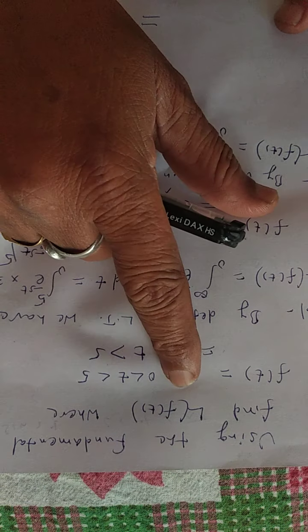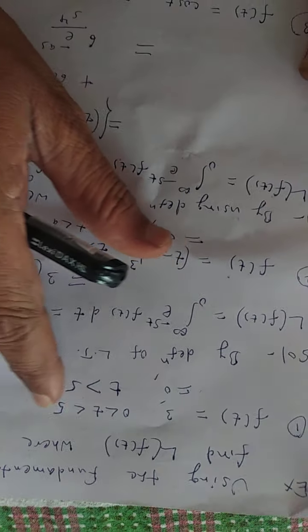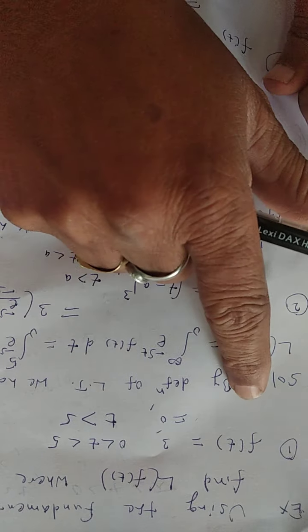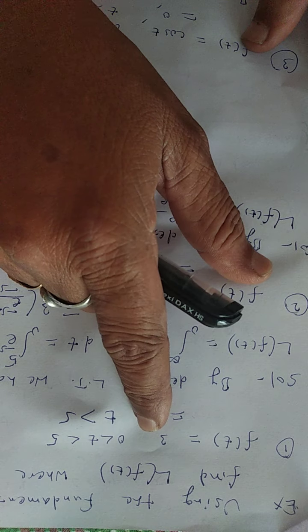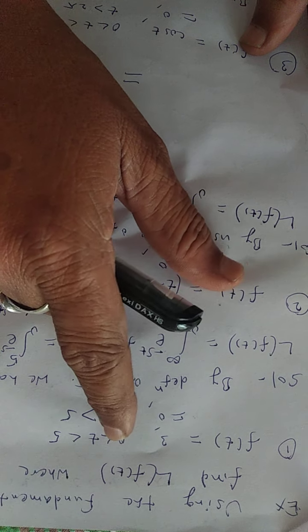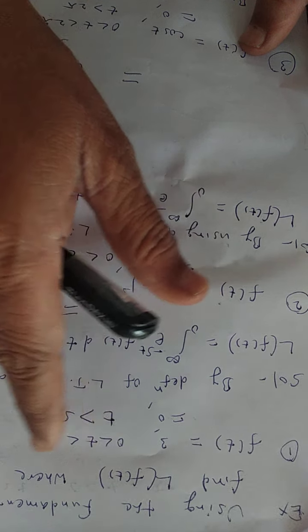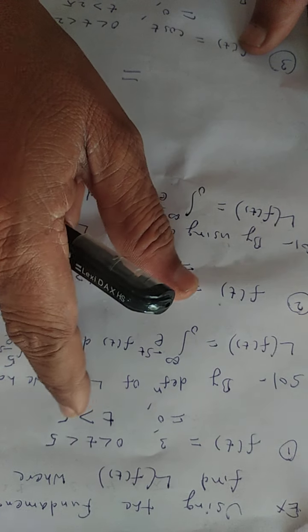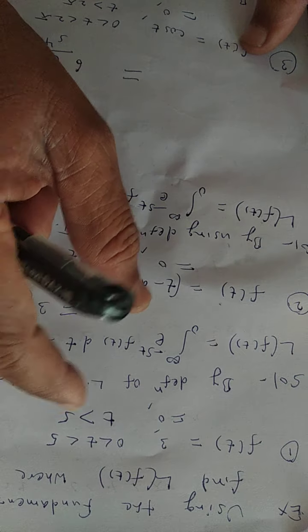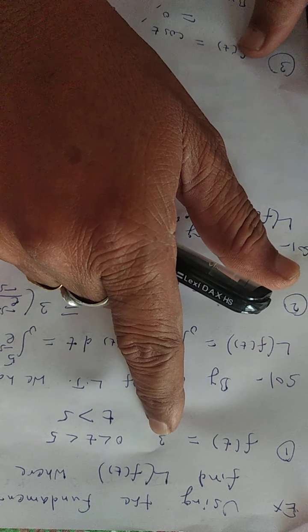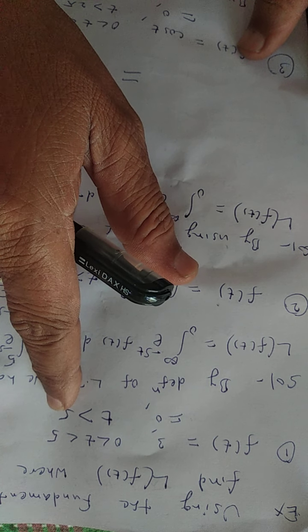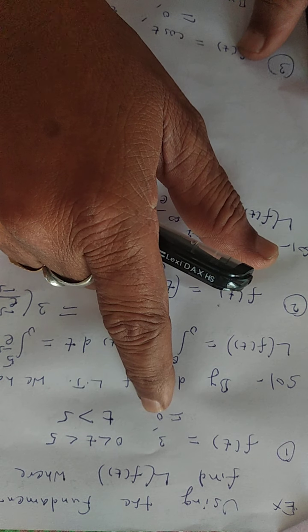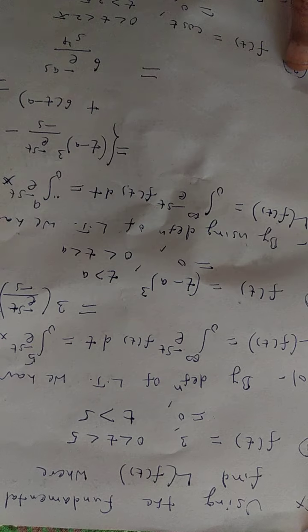Using the fundamental definition, find Laplace of f(t), where the function is given in terms of the intervals 0 to 5 and greater than 5. In 0 to 5, the value of the function is 3, and for 5 to infinity, the value of the function is 0. So we start like this.